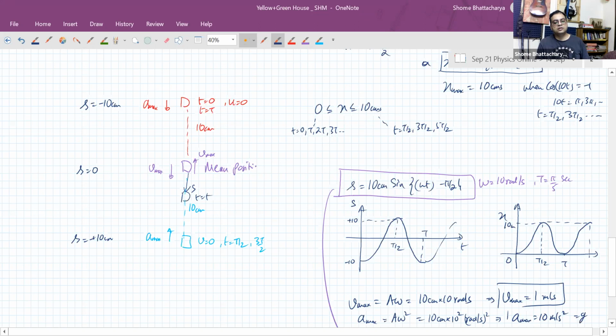Basically equal to G. Now you can understand why it's equal to G, because at this position, this acceleration will be G downwards, because the tension is 0. Whereas at this position, the acceleration will be T minus mg divided by m. Now the tension at this position will become 2 mg. So it will be G upwards.